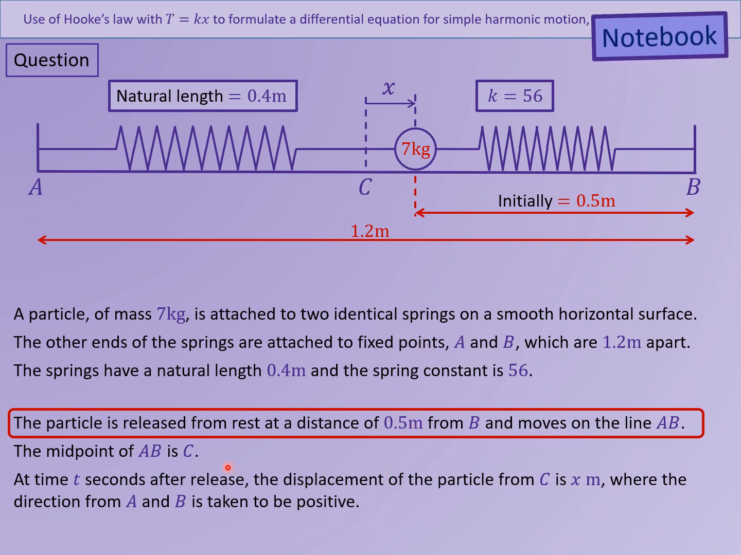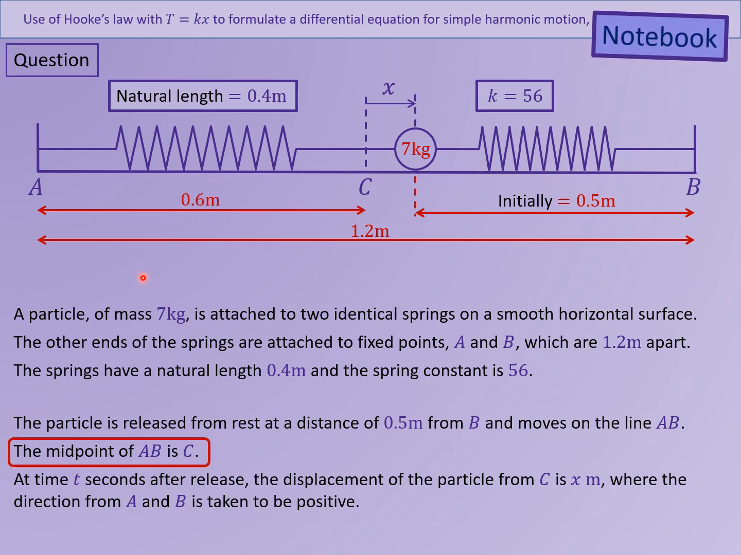Right, what happens next then? The midpoint of AB is C. So we know that that distance from there to there is C. And that's obviously going to be 0.6 because it's the midpoint of 1.2. Okay, so those 2 bits of information, bit redundant really, but let's put them both on anyway. So that's labelled C. At time t seconds after release, the displacement of the particle from C is x meters. Alright, so that's where the x comes in there. That's already shown on the diagram, where the direction from A to B is taken as positive.